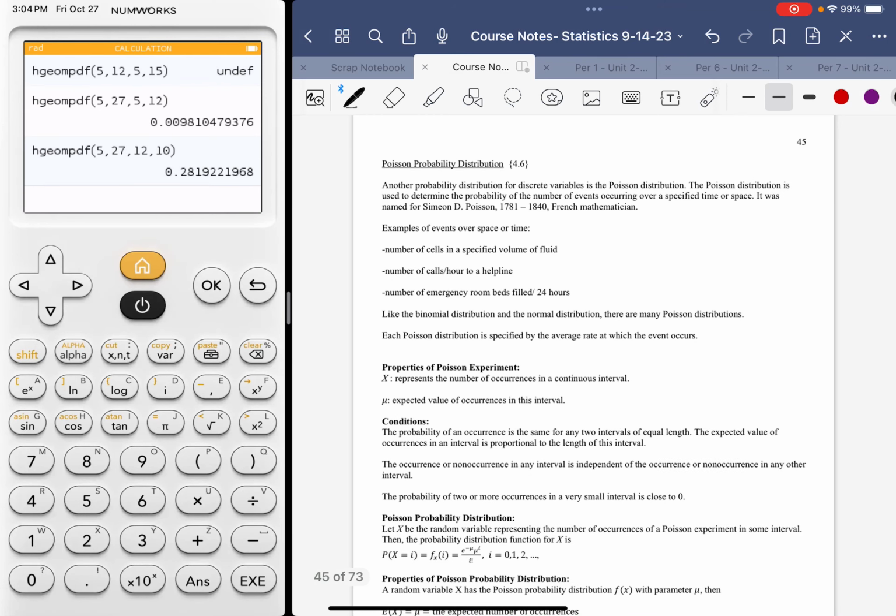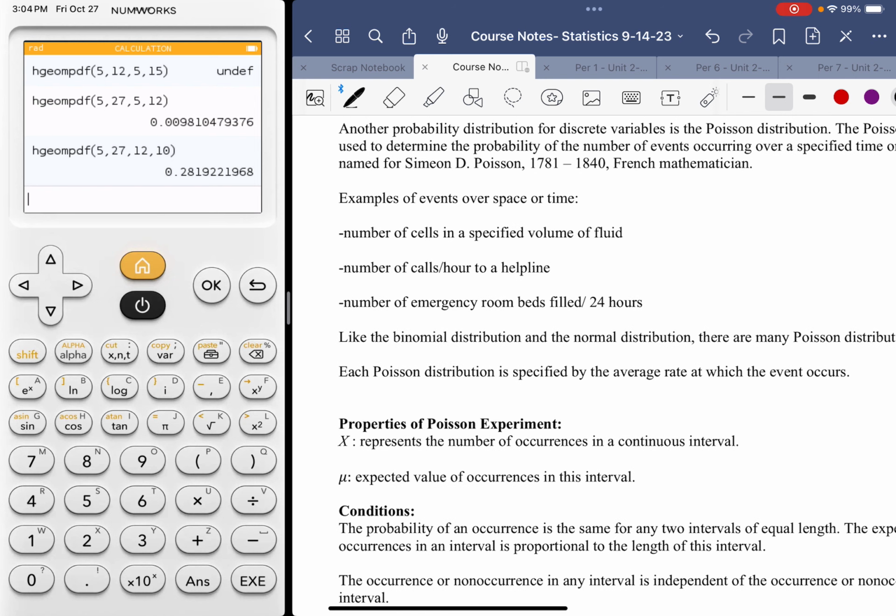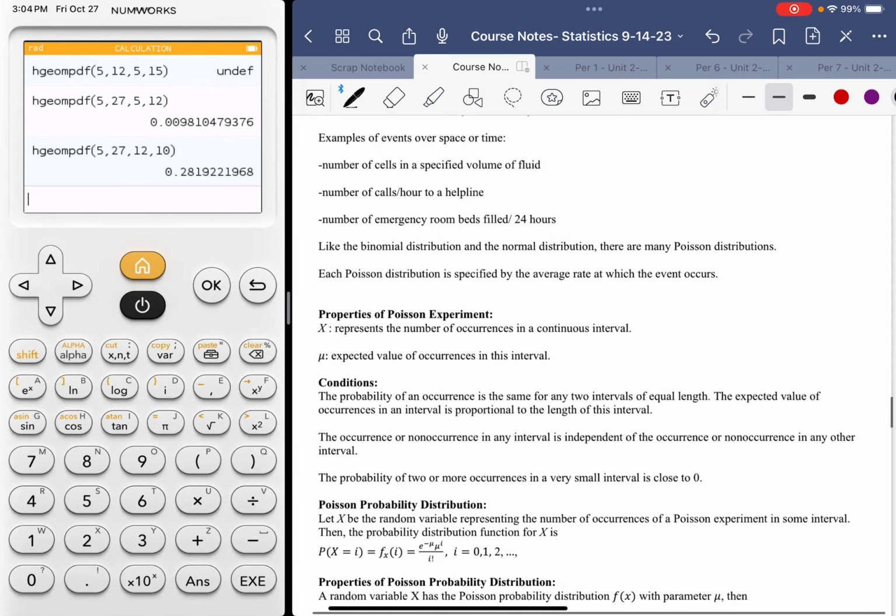So looking at page 45, we're talking about the Poisson probability distribution. This is the probability case that involves events happening over a period of time or a specific space. So some examples: number of cells in a specified volume of fluid, number of calls per hour to a helpline, number of emergency room beds filled per 24 hours. There's always a per, essentially.